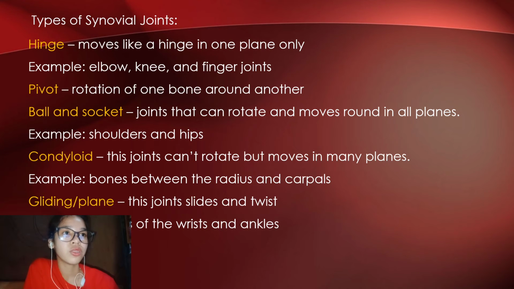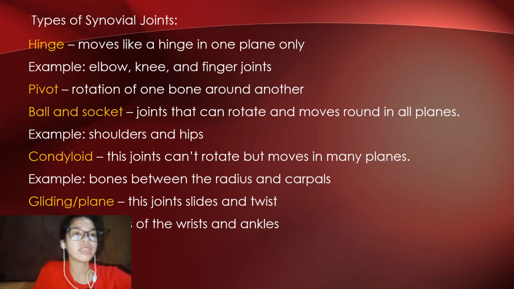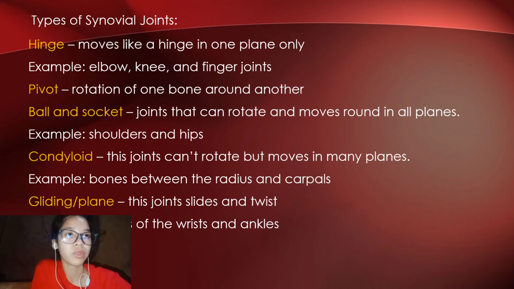Condyloid, joints that can't rotate but move in many planes. The example of this one is the bones between the radius and the carpus. The last one is the gliding and plane. This joint slides and twists. Example of this one is bones of the wrist and the ankles.